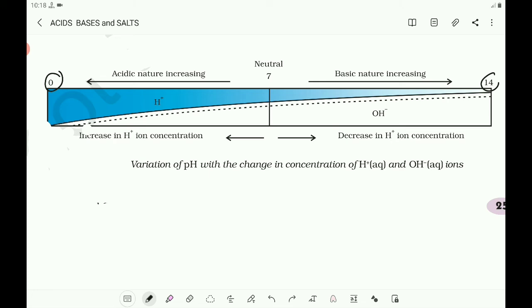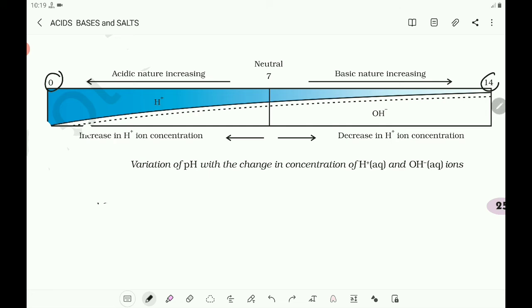Values less than 7 represent an acidic solution. Here 0 to 7, less than 7 represents acidic solution, and more than 7 represents basic solution, that is alkaline solution. So 7 is the pH of the neutral solution, less than 7 is acidic, and more than 7 is basic.